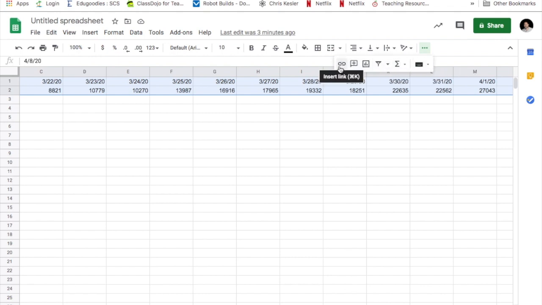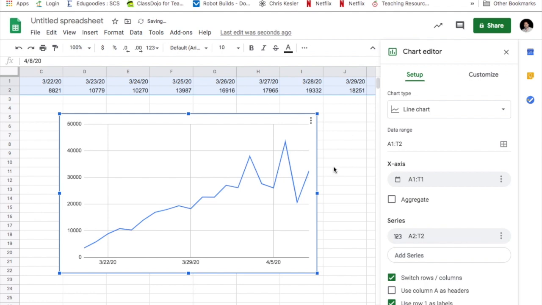We don't need to insert a link. We don't need to insert a comment. We're going to insert a chart. This is where you're going to make your graph. Click on that. Now let's watch what happens.